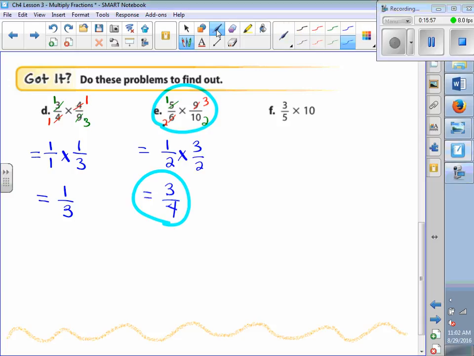So the last one, what am I going to do here? You're going to put a 1 under the 10. Very good. I'm going to put that over 1 so I can make it a fraction. And then, can I simplify? Yes. Very good. So the 10 and the 5, right? So 5 divided by 5 is 1, and 10 divided by 5 is 2. So when I multiply straight across, I get 3 times 2, which is 6, over 1 times 1, which is 1. And 6 over 1 is just 6. Very good.